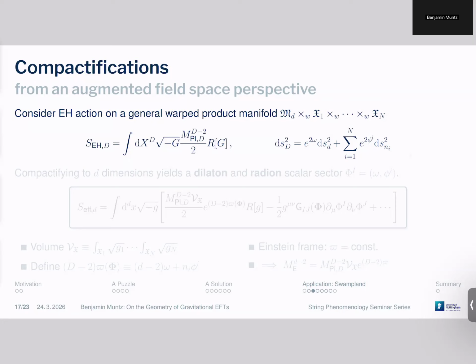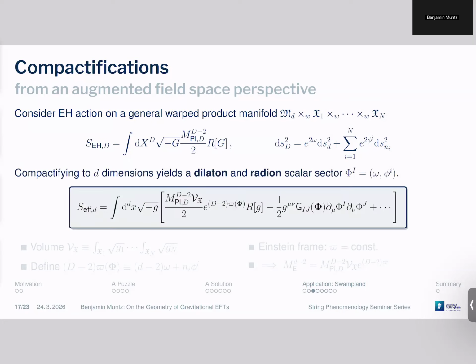And so now when we compactify this theory down to lower small d dimensions, we obtain a field space which is governed by this dilaton omega and the radions phi, right? So it's very natural to associate here the dilaton omega, and that's why it's not a coincidence that we give it the same symbol. It's natural to associate the dilaton with the conformal mode previously, because excursions in omega are like performing lower dimensional Weyl transformations, right?